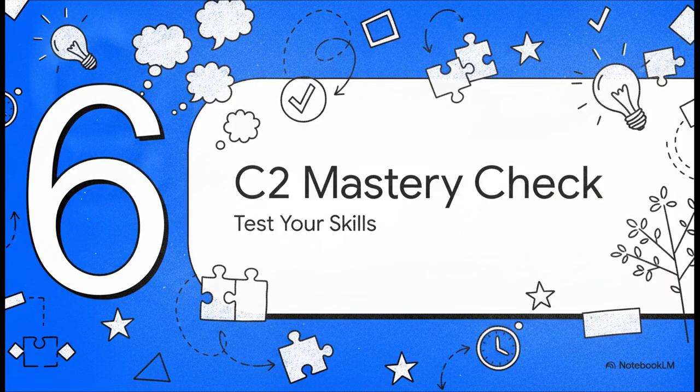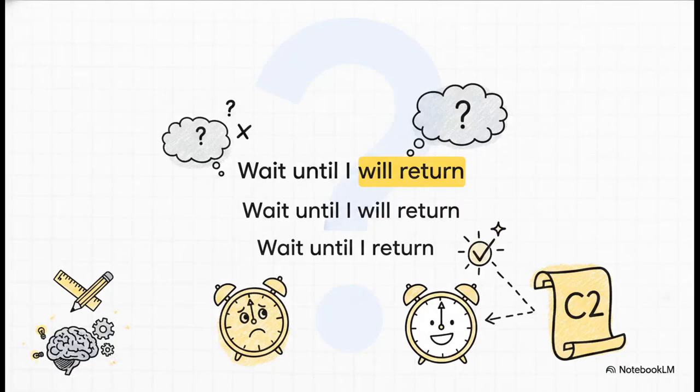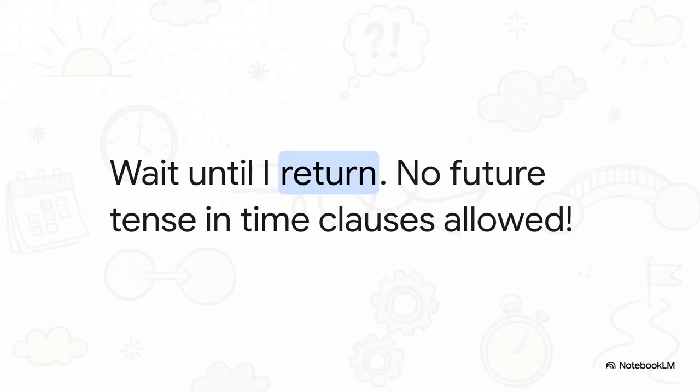Finally, Section 6, C2 Mastery Check. Okay, time to put you on the spot. Take a quick look at these two sentences. "Wait until I will return" versus "wait until I return." I'll give you just a few seconds to recall those structural rules we just went over and see if you can spot the critical tense consistency error. Which one is the flawless C2 level sentence? If you went with "wait until I return," nailed it. You absolutely avoided that future tense trap. Because "wait" is an imperative pointing to the future, the time clause introduced by "until" has to stay strictly in the simple present tense: "until I return."